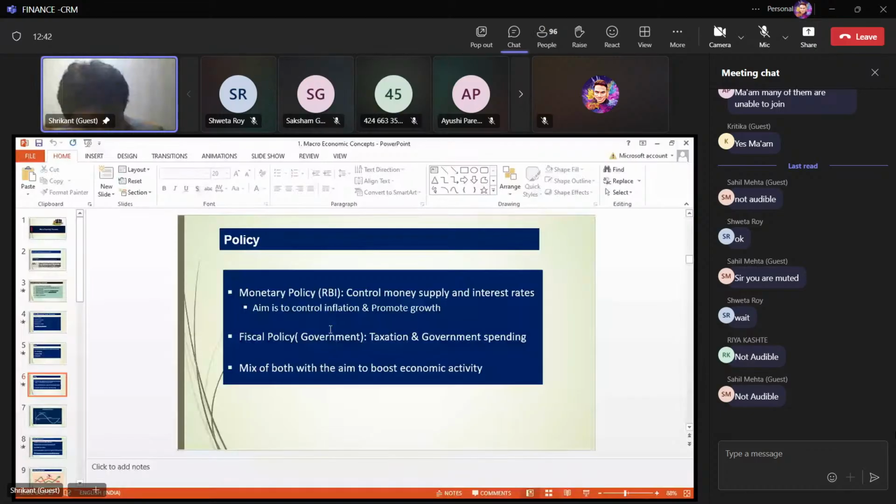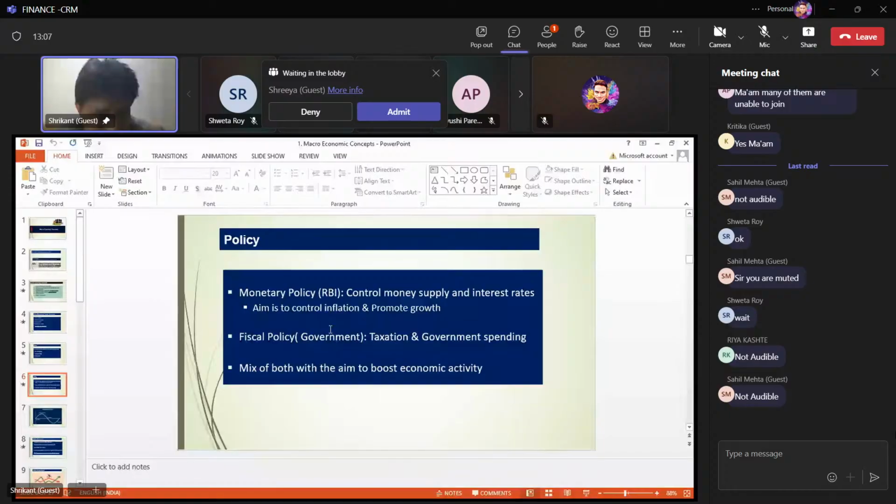And what we see in India is basically a mix of both. We have quite a bit of monetary policy activity taking place via the Reserve Bank, and we also have lots of fiscal policy, which you come to know about in the budget, and then it gets implemented at different points in time. So what we see is a mix of both.